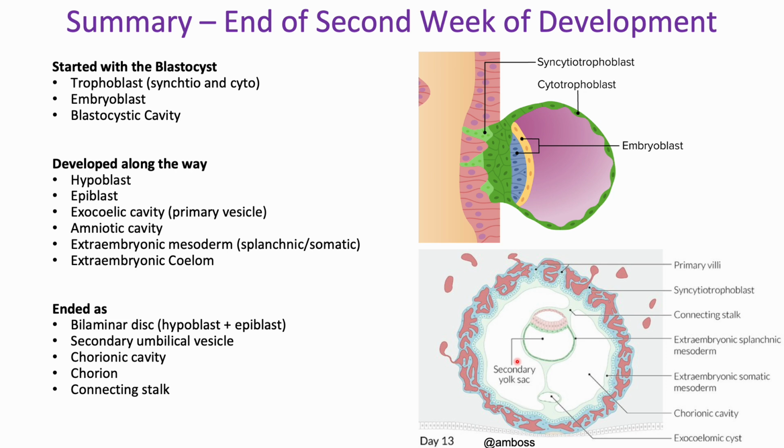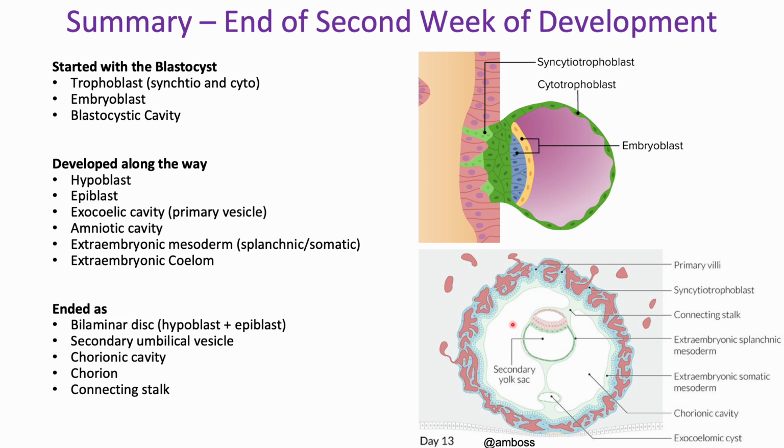Additionally, in this process, we formed two layers of extraembryonic mesoderm. There was a splanchnic layer and a somatic layer. The splanchnic layer is in direct association with the developing embryo. The somatic layer is in association with the trophoblastic layers, which is then going to be referred to as the chorion, with those three layers being referred to at the same time.